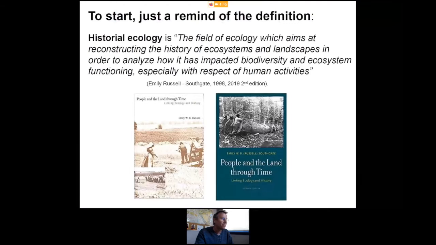So let's go. To start, I would like just to remind the definition I will use of historical ecology. It's the classical definition from Emily Russell, from his two books edited before 2000 and in 2019, and it says that historical ecology is the field of ecology which aims at reconstructing the history of ecosystems and landscapes in order to analyze how it has impacted biodiversity and ecosystem functioning, especially with respect to human activities. Of course, all the historical ecology I have done is linked with former human activities.